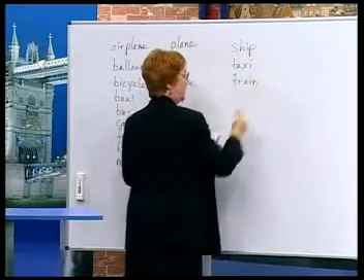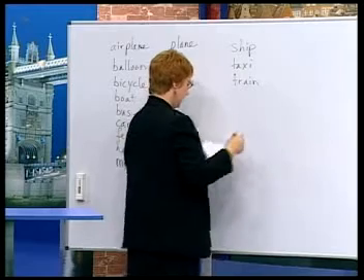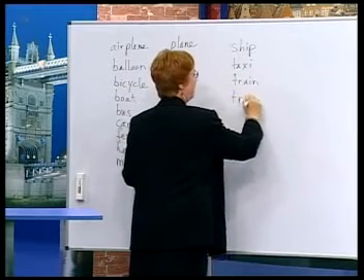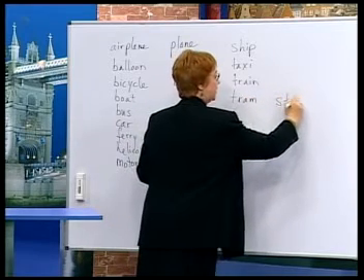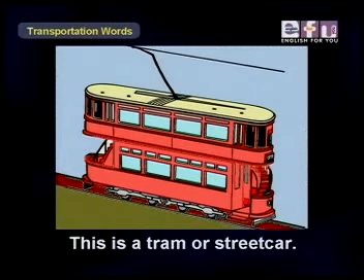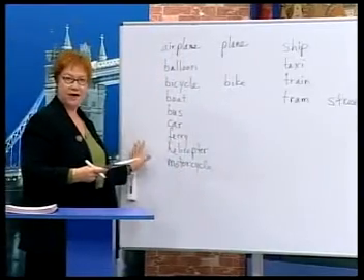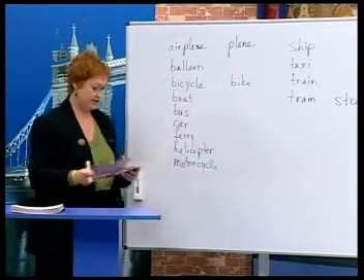Next we have train. This is a train. And finally we have tram or streetcar. Streetcar. This is a tram or streetcar. So all of these are ways to travel. This is what you call the things.